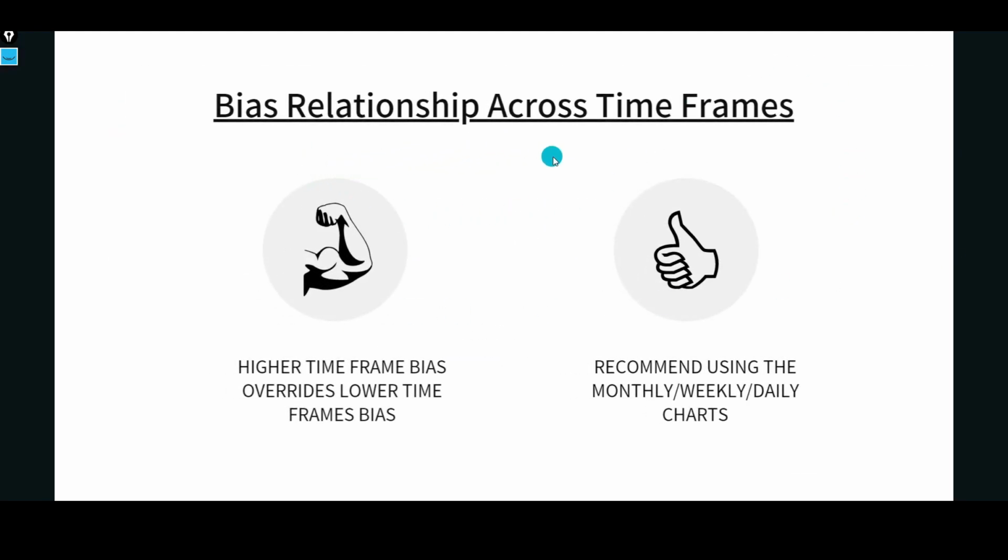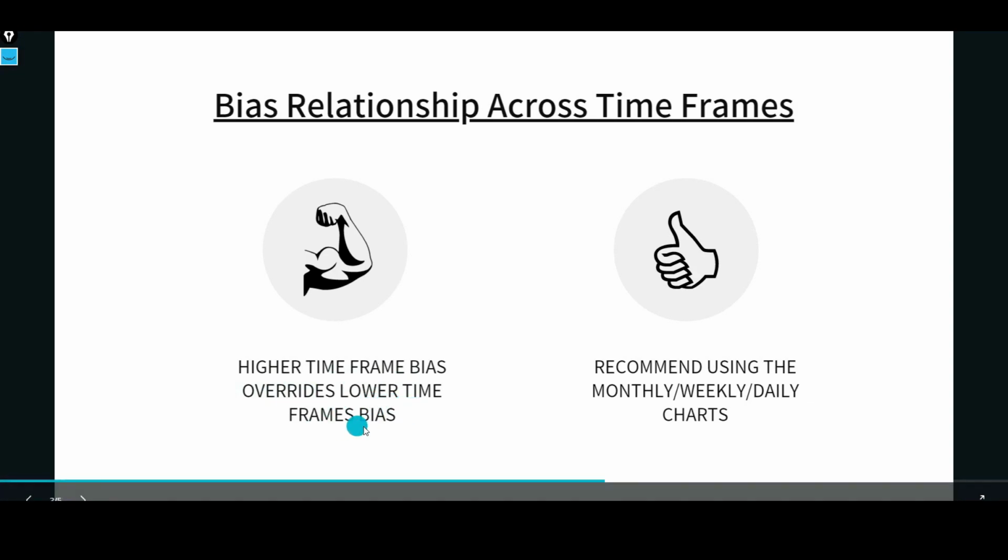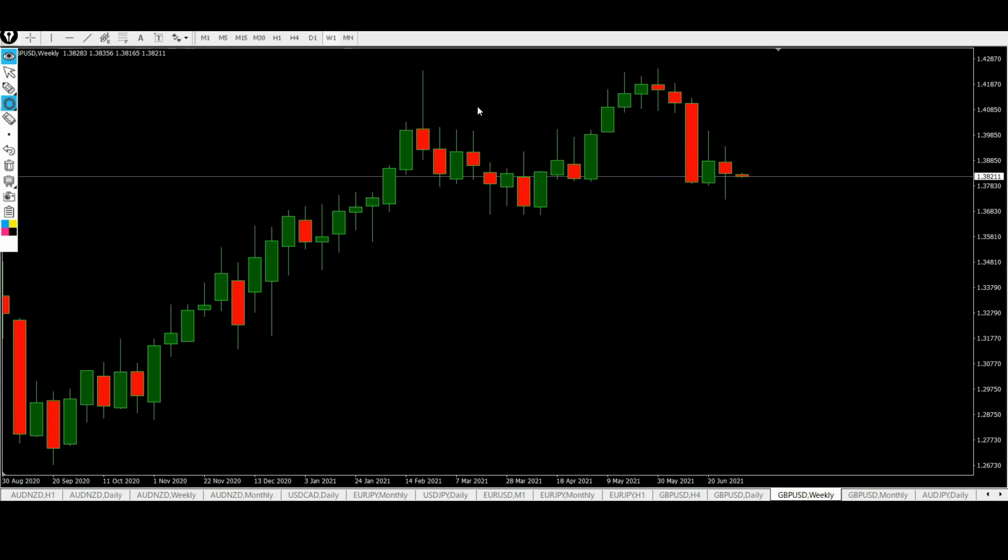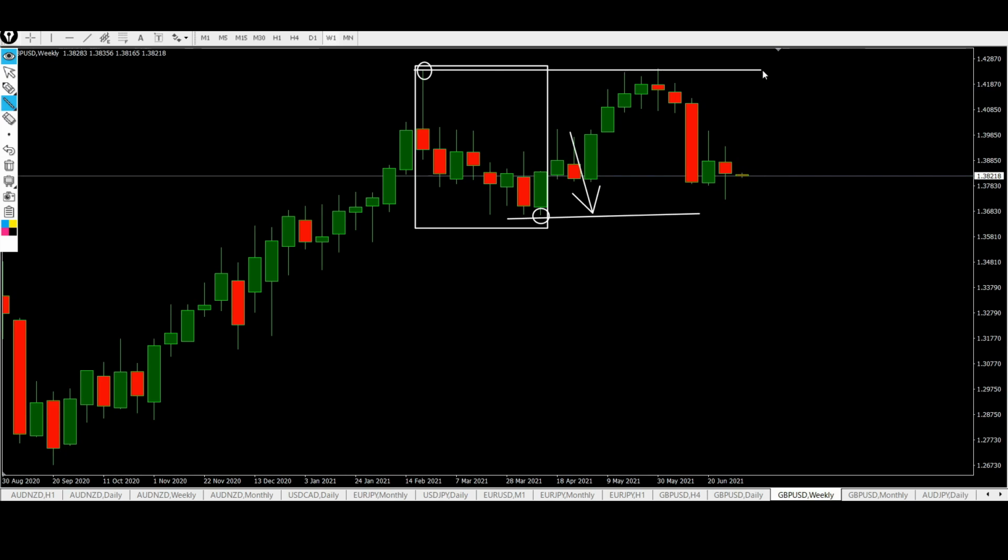Alright, bias relationships across different time frames. Now here's the key relationship. Higher time frame biases override the lower time frame's bias. So on this weekly chart of the pound dollar, let's say the future short strength of this pivot right here was stronger than the future long strength of this pivot, and thus from this point on, the weekly bias is down. In other words, price is likely to reach this pivot low before reaching this pivot high. So in this section, the weekly bias is down.